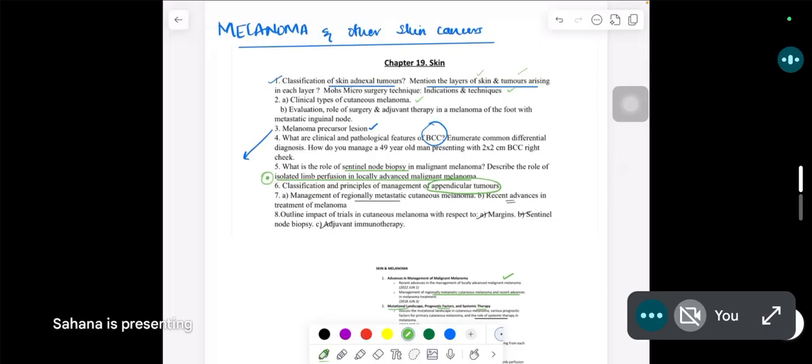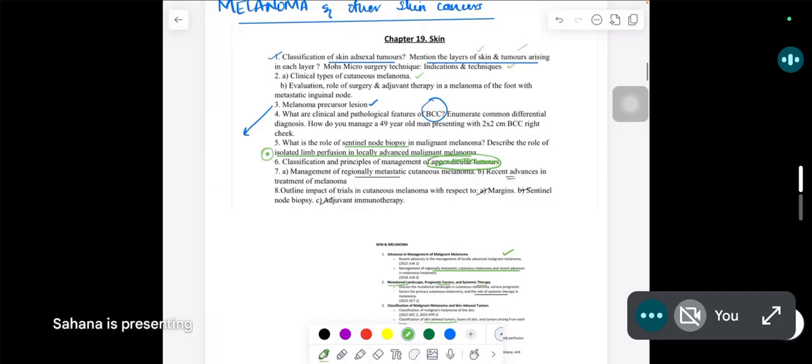So it is in mine also, it is in mine also. That I have not studied and not added here. And management of appendicular tumor. Oh, this one I thought it was skin appendicular. Anyway, then regional. All stages of melanoma they have asked.